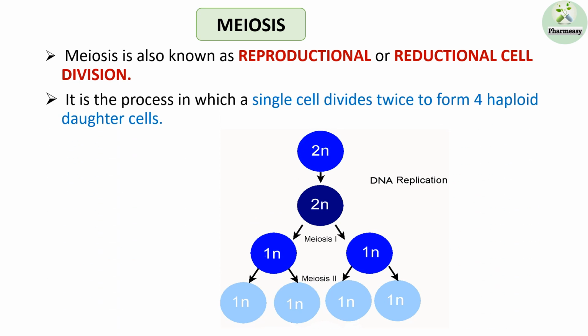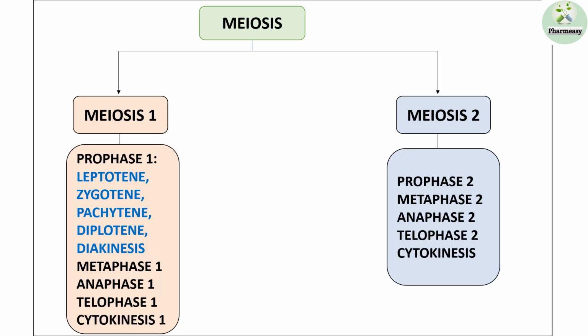In this, a single cell is divided 2 times to form 4 haploid daughter cells, as this diagram shows both meiosis 1 and meiosis 2. As we know, meiosis has 2 stages, that is meiosis 1 and meiosis 2. Meiosis 1 is further divided into several phases as prophase 1, which has 5 stages, that is leptotene, zygotene, pachytene, diplotene and diakinesis. And other phases are metaphase 1, anaphase 1, telophase 1 and cytokinesis.